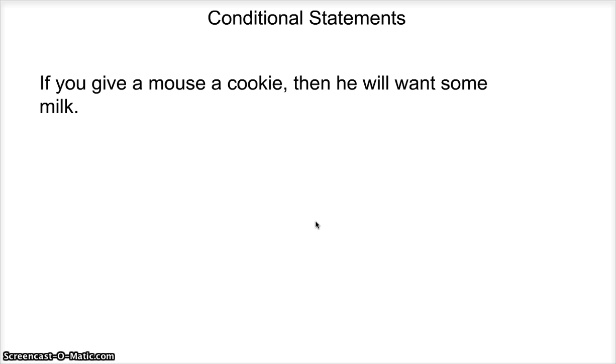So the statement we're going to use is, on the very top flap, this is what I want you to write. If you give a mouse a cookie, then he will want some milk. Okay, if you give a mouse a cookie, then he will want some milk. Remember when we talked about false and true? Remember, if you can prove it false one time, it is a false statement. It doesn't matter if it's true 99.9% of the time. If it's false even once, it is false. So, even though this is a weird one to use, if you give a mouse a cookie, then he will want some milk, that would be a false statement.